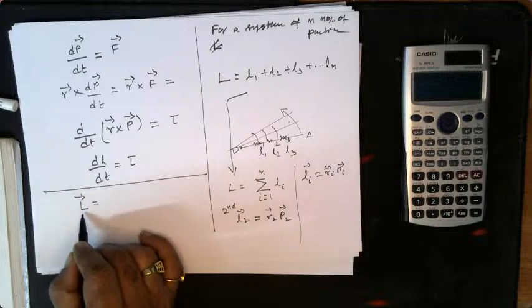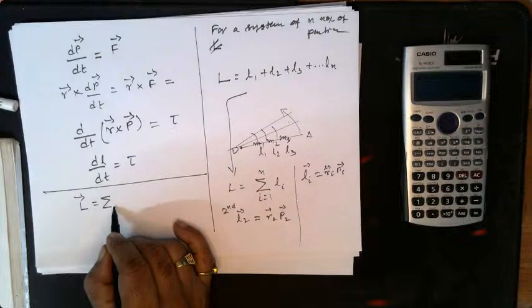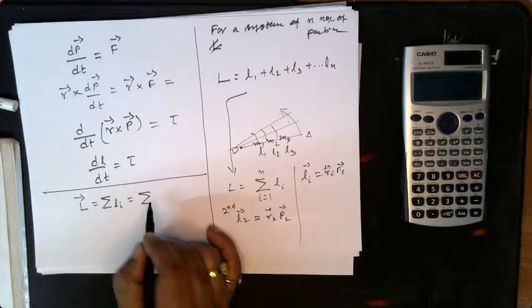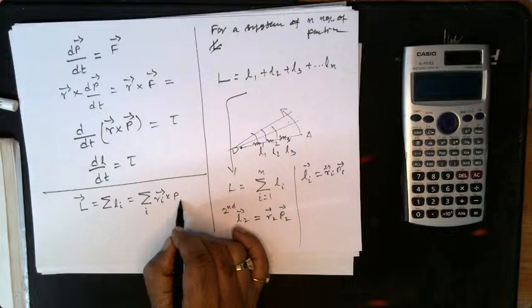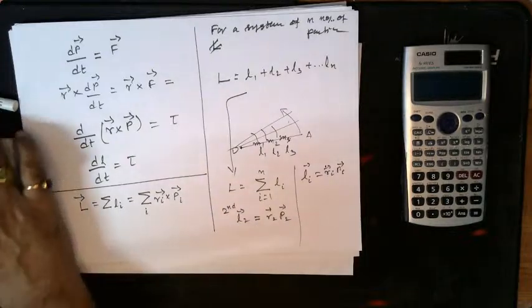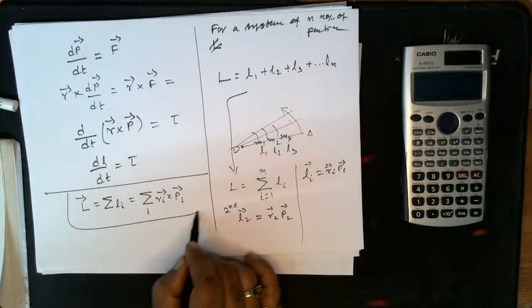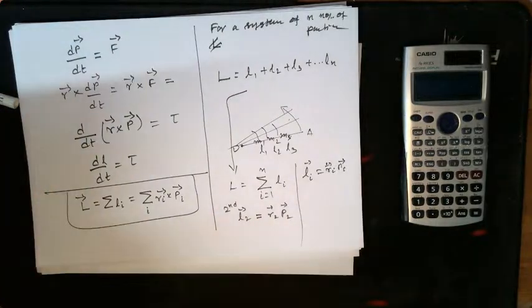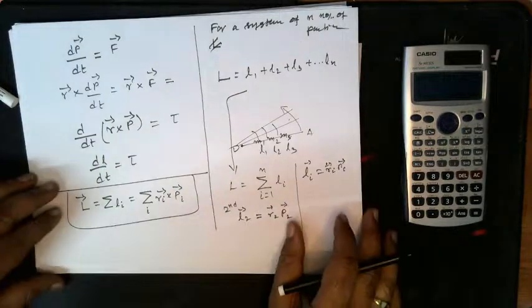That is equal to the summation over i of Ri vector cross Pi vector. So this is the generalized definition for angular momentum. Please make a note of it. Now, our next step is we are going to differentiate once again. So, we have got this equation. Let me write it once again.